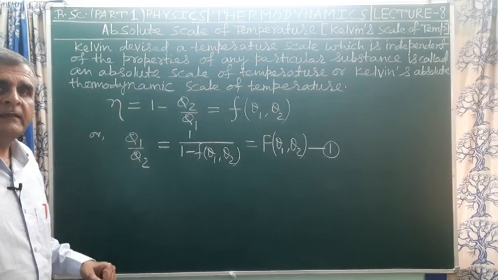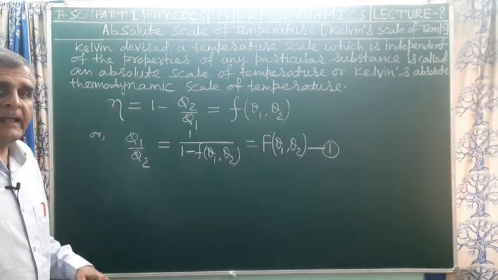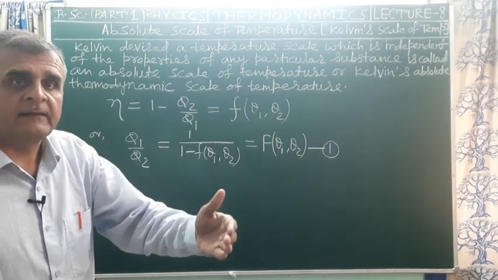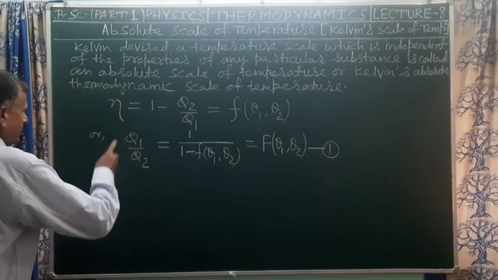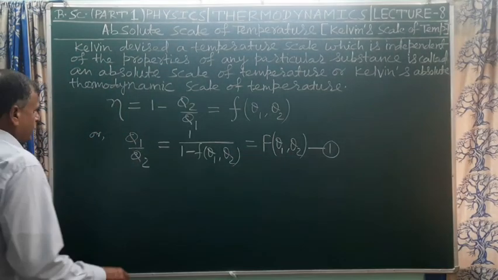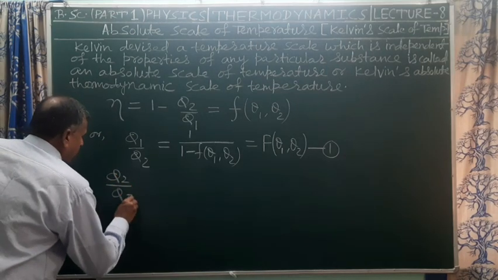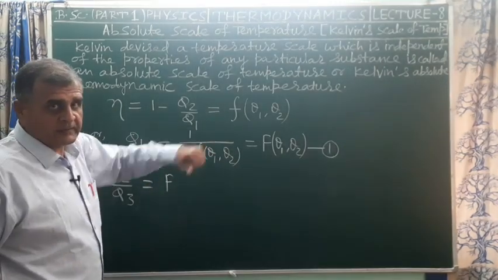Q2 is the amount of heat absorbed from the heat source by the reversible heat engine, while Q3 is the heat rejected to the sink, that is the colder body, at temperature θ3. So we can write for that reversible heat engine Q2 upon Q3 equals capital F, where capital F is another function.